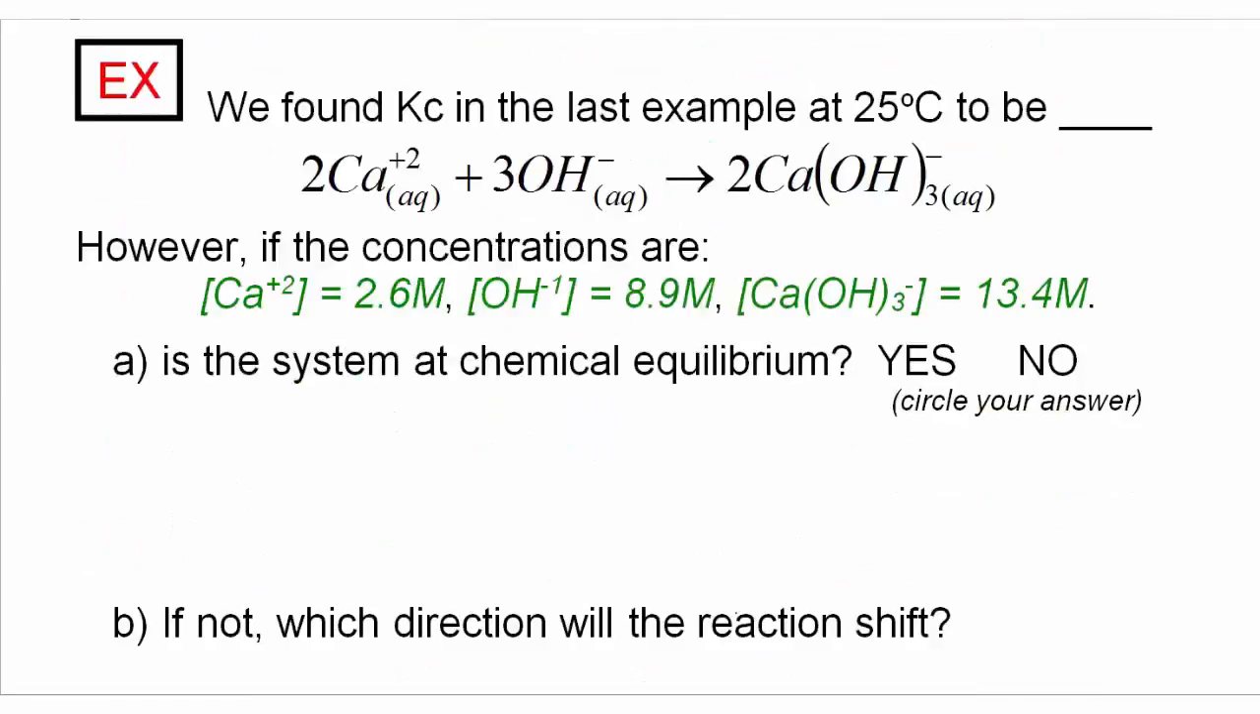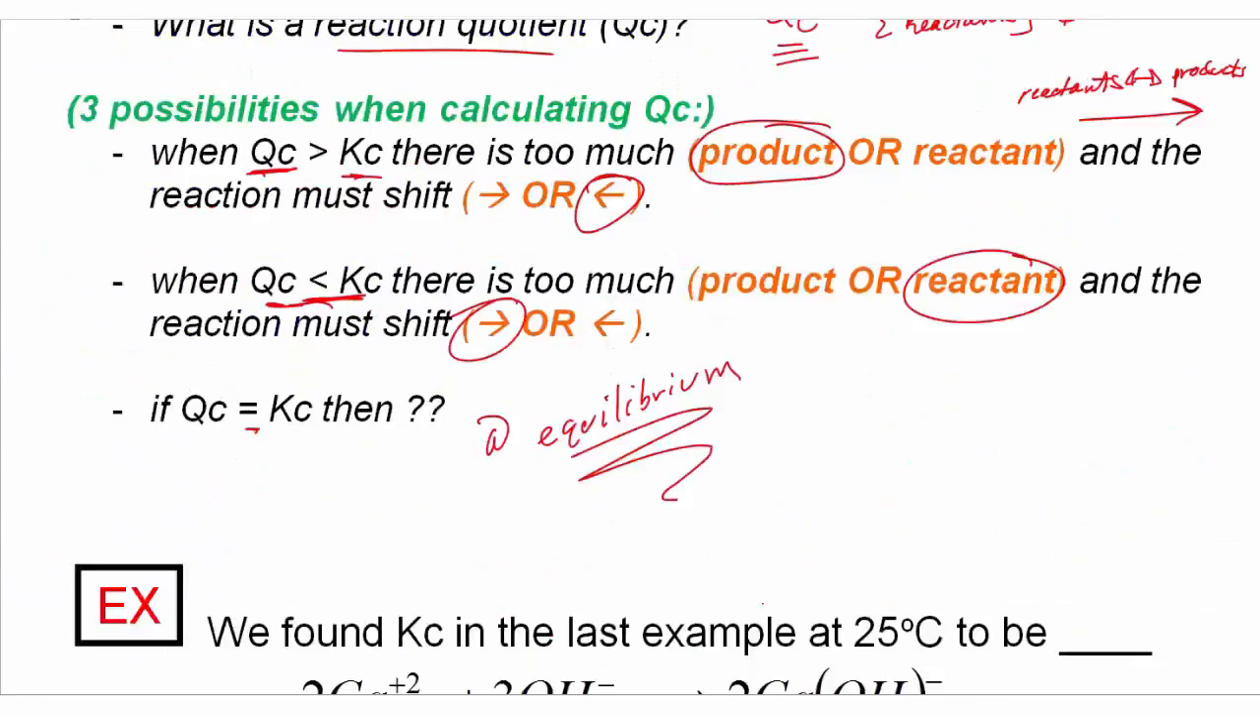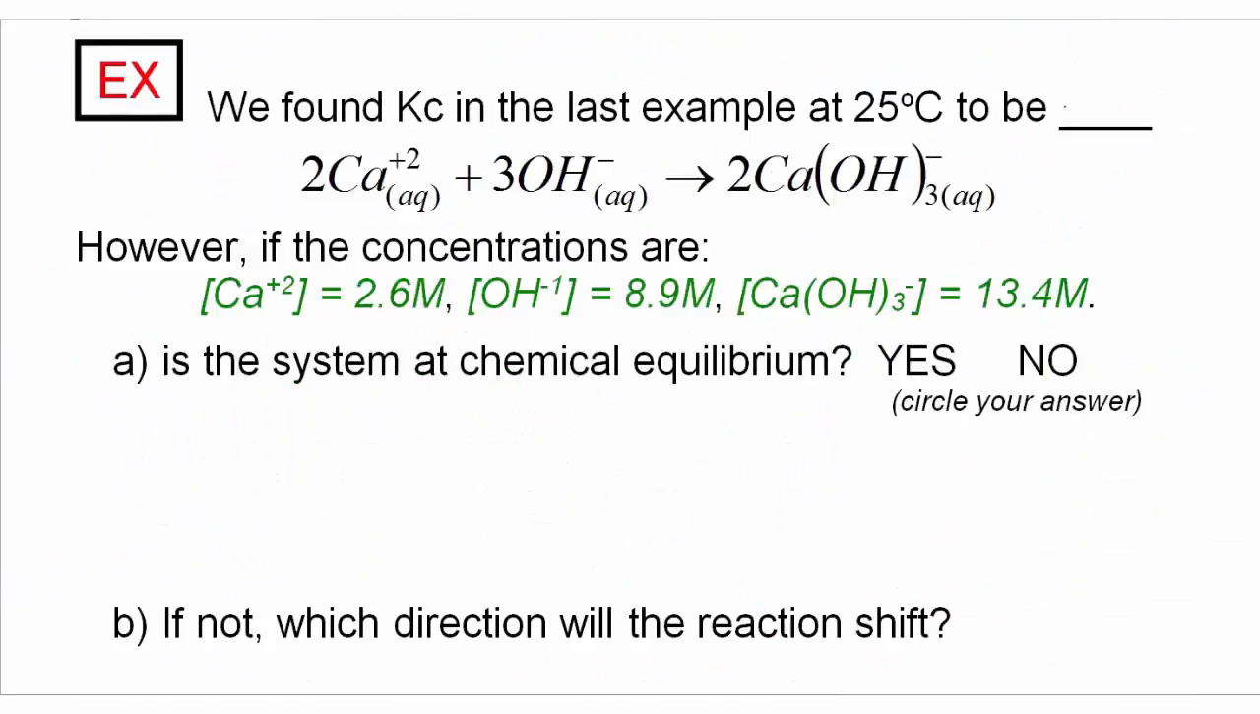So we found Kc in the last example to be 0.025. Okay. However, what if these were the concentrations? Are you at equilibrium? So is the system at equilibrium? They're giving us the concentrations. This is not an ICE problem. They're just saying, are you at equilibrium? So calculate a Qc. Products over reactants, right?